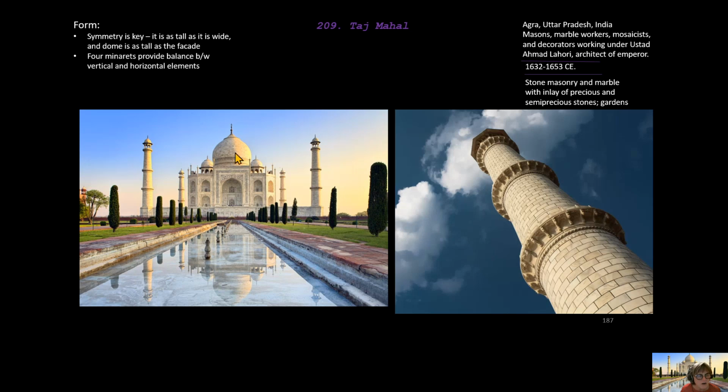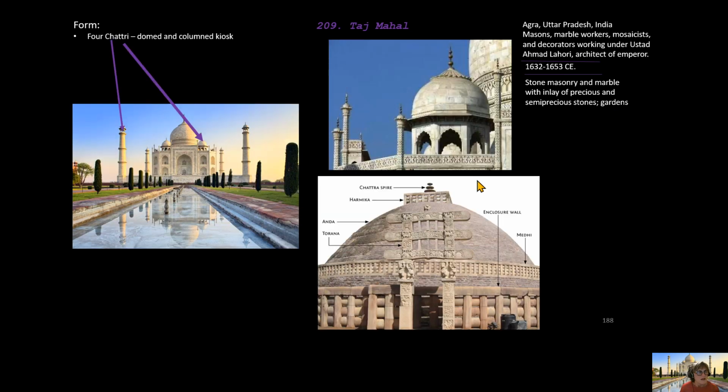It is as tall as it is wide, and the dome is equal to the front facade. And then the 4 minarets here provide this vertical and horizontal balance. And this is a cool picture looking up at the minarets. On the top of the minarets, there are what are called chhatri, and there are 4 chhatri also up here at the top surrounding the dome. And these chhatri are 8-sided. They're supposed to be like parasols. They're little rooms though, and they are inspired by Buddhist architecture.